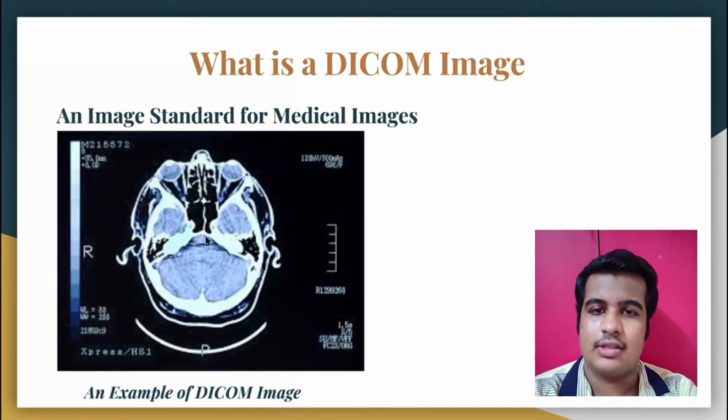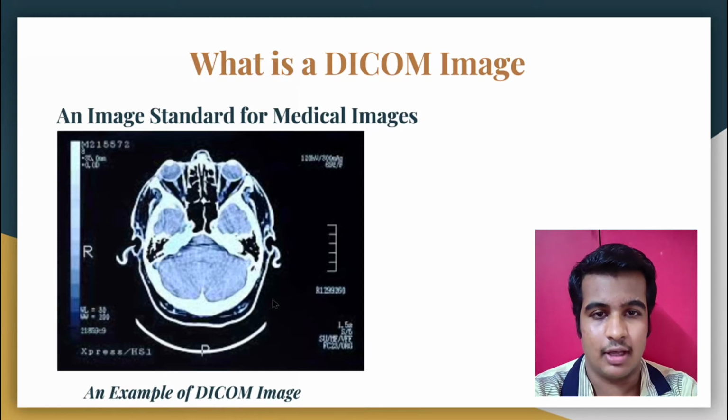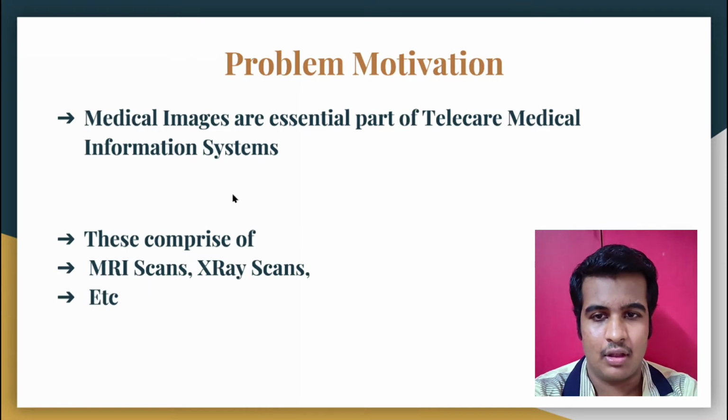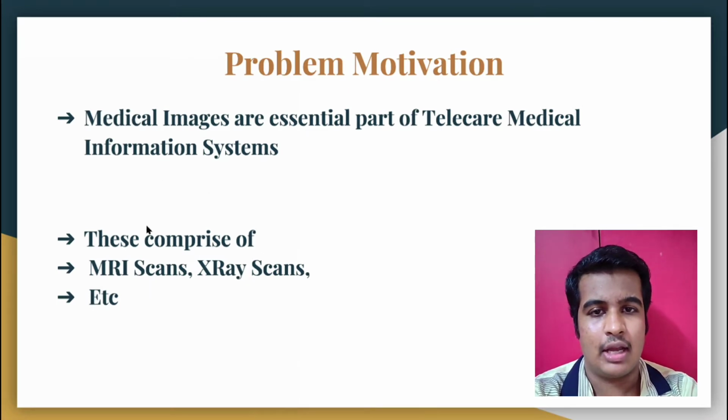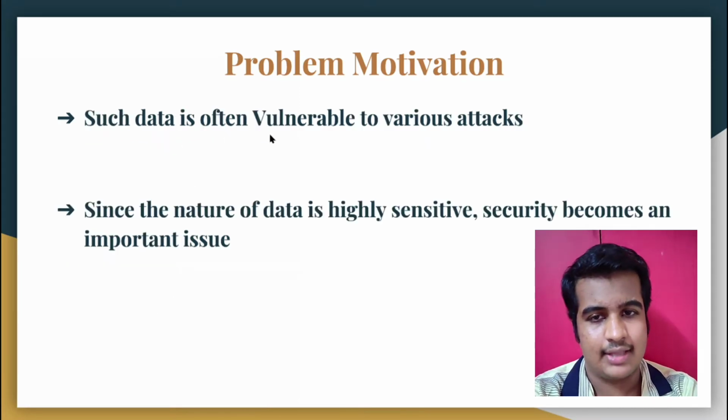First of all, let's see what is a DICOM image. A DICOM image looks like what the example is given here. Maybe it's an MRI scan of the brain. Now the DICOM medical images comprise of MRI scans, that is magnetic resonance imaging, X-ray scans, CT scans, that is computed tomography, etc.